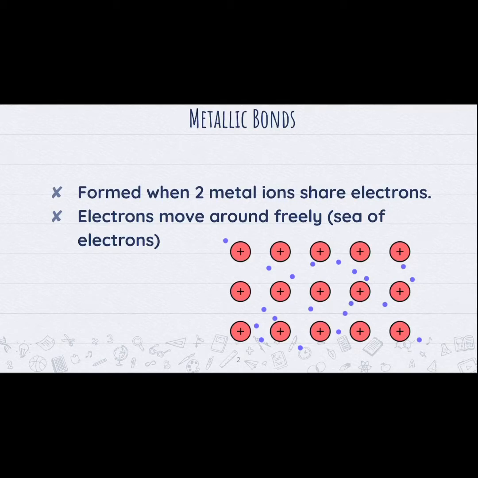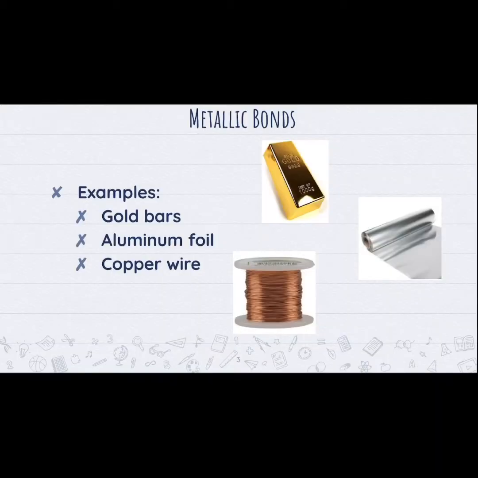Metallic bonds are formed when two metal ions share electrons, but they're not shared evenly. Electrons are moving around freely, and we call that a sea of electrons. So this picture shows an example of that. Those little purple dots would be the electrons. They just kind of float around freely between all of the metal ions.